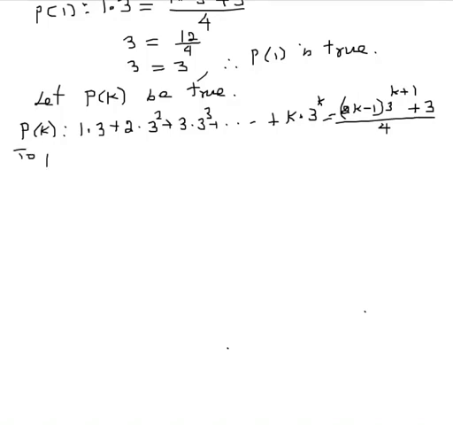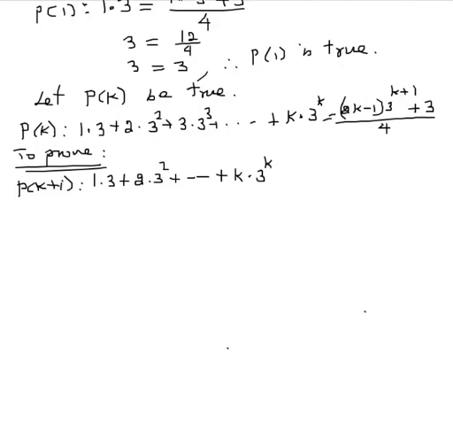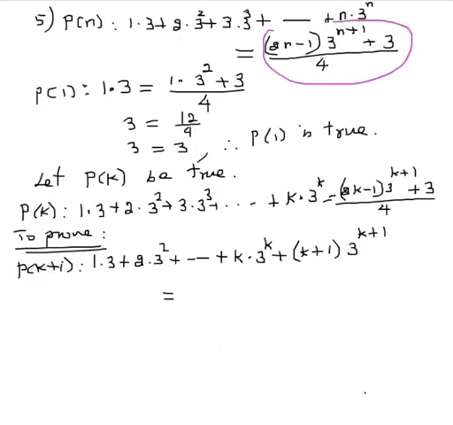Now to prove, we are going to prove p of k plus 1 statement, which is 1 into 3 plus 2 into 3 square, etc. Kth term is k into 3 power k. And now k plus 1th term, k plus 1 times 3 power k plus 1. That is, in place of n, we have to substitute k plus 1 for p of k plus 1 statement. Similarly, here also for n, we substitute k plus 1.